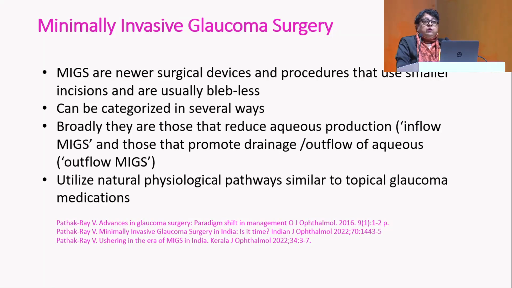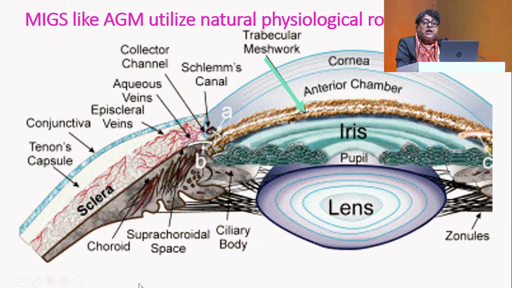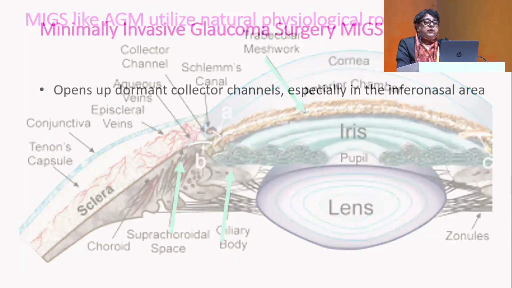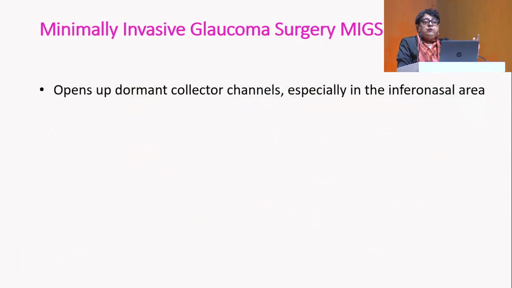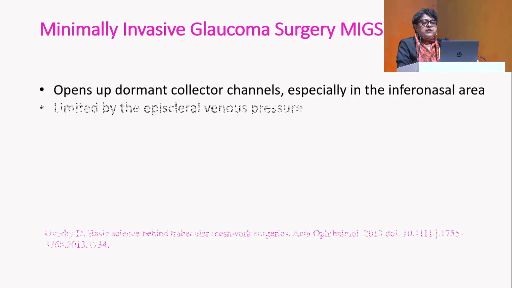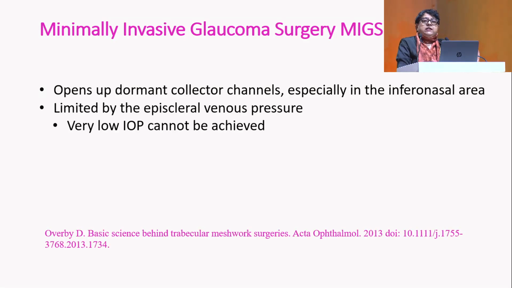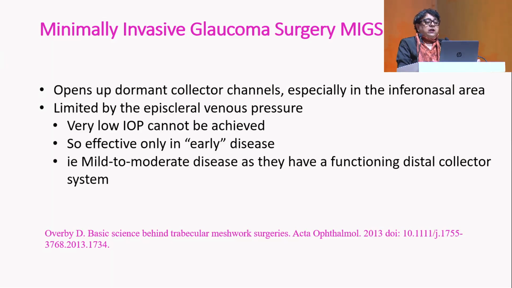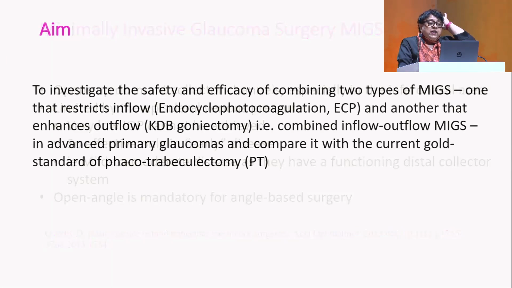What is good about MIGS is that it utilizes natural physiological pathways like the trabecular meshwork, the ciliary process, and the suprachoroidal space. The outflow pathways are said to open up dormant collector channels, especially in the inferonasal area. This is limited by the episcleral venous pressure, so very low IOP, it is said, cannot be achieved. And so it is effective only in early disease.